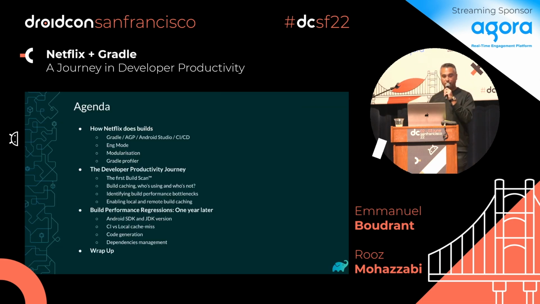All right, so here's what we're talking about. We're talking about how Netflix does builds. We're going to go through modularization and some of the wins that they had there. Then we're going to jump into the productivity journey, some of the tools that we use, build performance regressions, and wrap up with some dependency management and best practices, if we have time. We'll see. It's a lot of stuff here. We're going to try to get you through it, so bear with us.